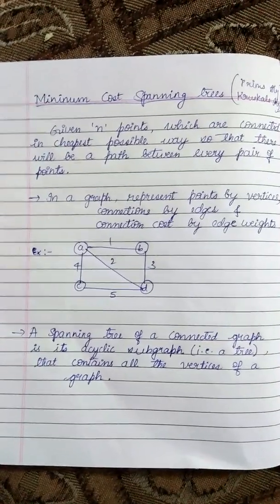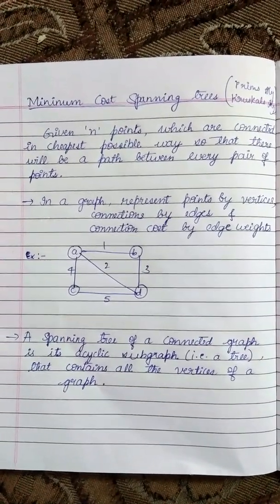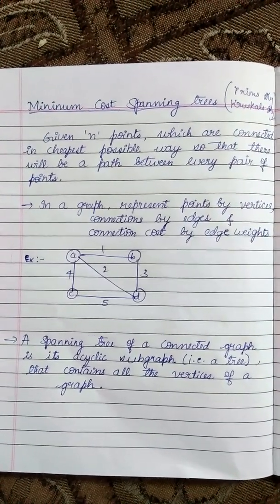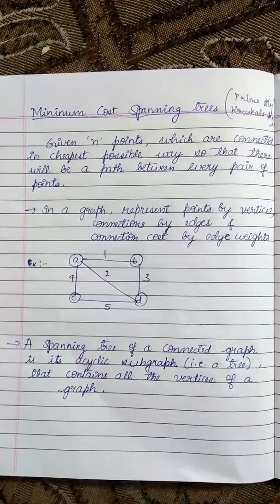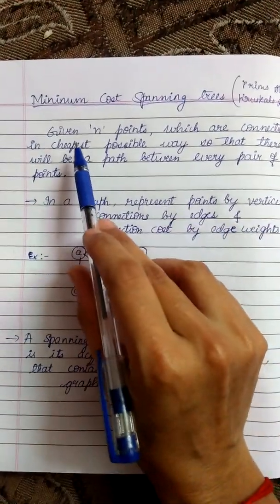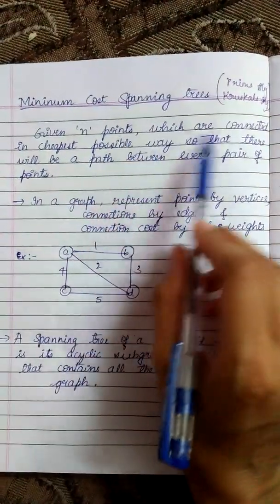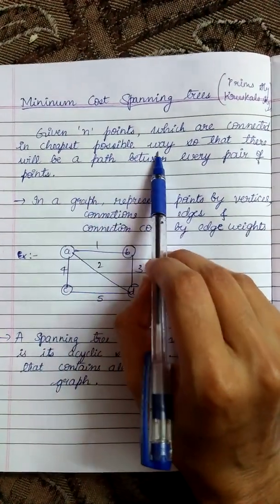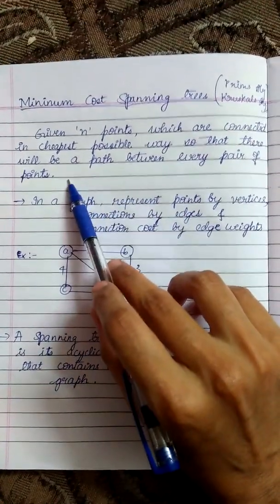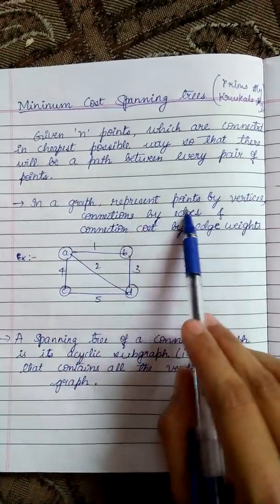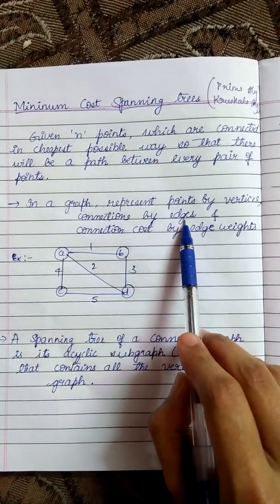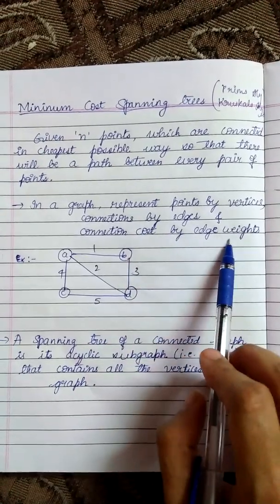Hello students, today we will be going through the topic minimum cost spanning trees. In this you will be studying what is meant by a minimum spanning tree problem. Consider n points which are connected in the cheapest possible way so that there will be a path between every pair of points. In a graph, we represent points by vertices, connections by edges, and connection costs by edge weights.